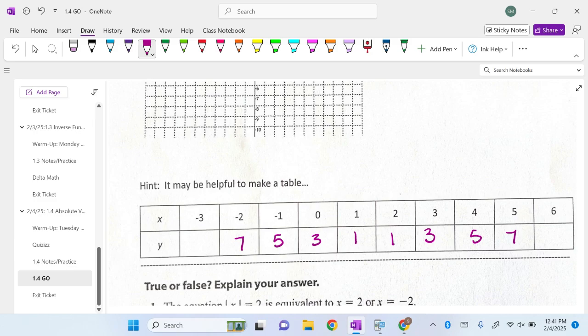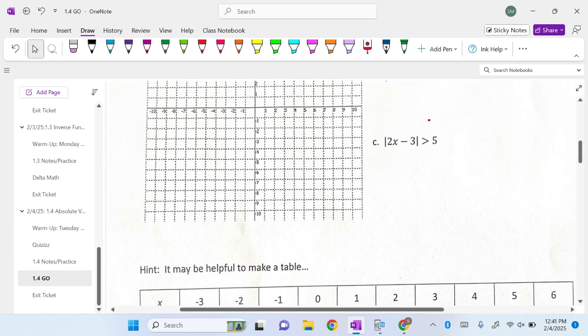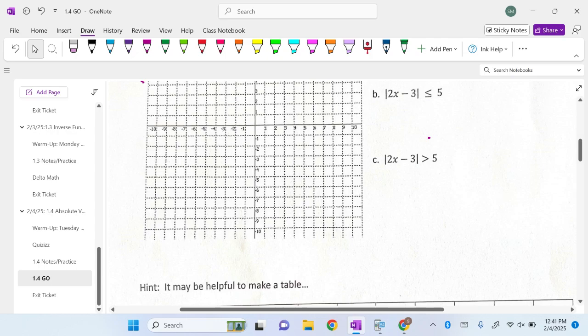And can someone figure out what 6 is for me? 9. Because that's 9, I'm assuming negative 3 is also 9. Is that right? Yeah. All right, so we're going to make a very quick table.